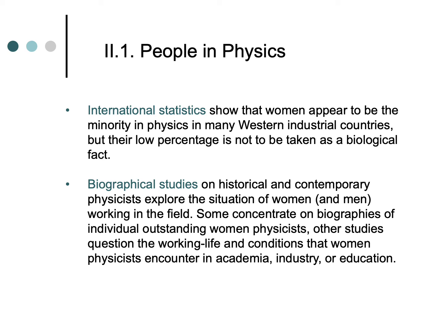And there are a lot of biographical studies on historical and contemporary physicists. They explore the situation of women and men and non-binary persons working in the field. Some studies concentrate on biographies of individual outstanding women physicists. Other studies question the working life and conditions that women physicists encounter in academia, industry, or education. These studies could study a whole group of women, like a group of friends, an association, or women of a special profession, and these biographical studies show a lot of the working life and conditions that women face in physics.